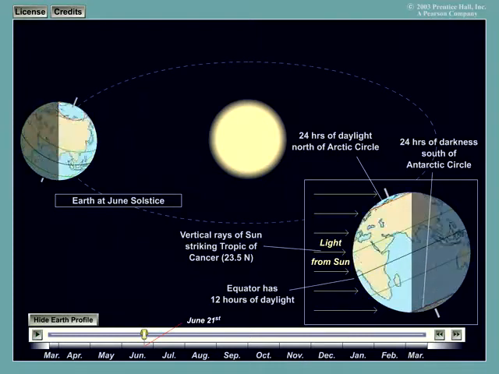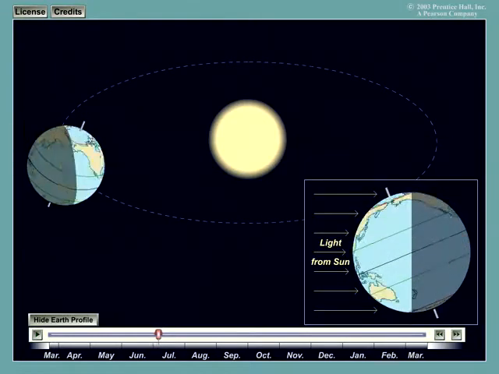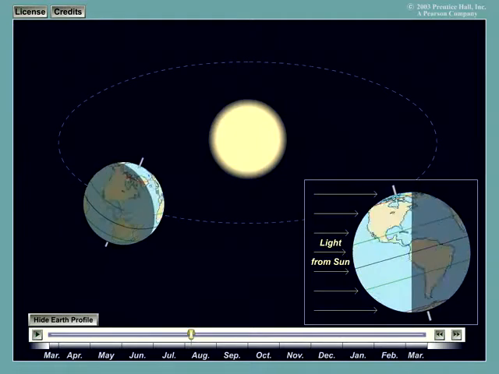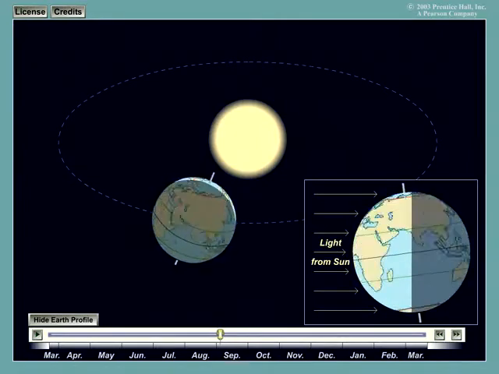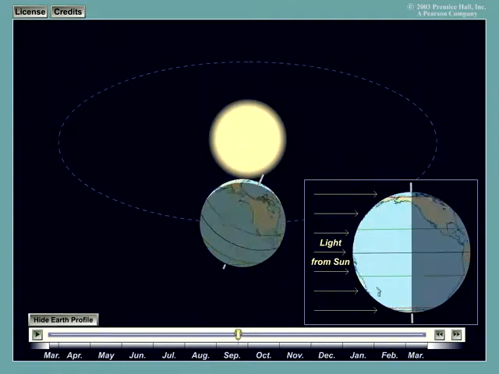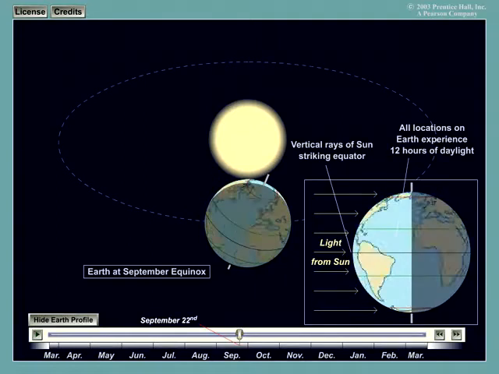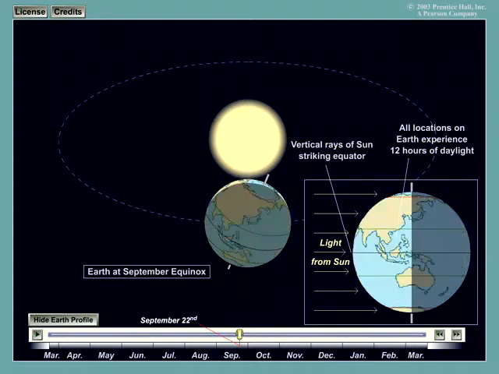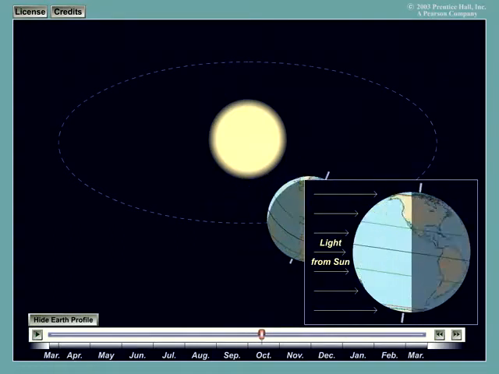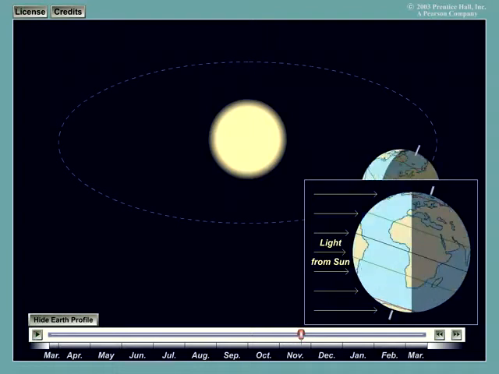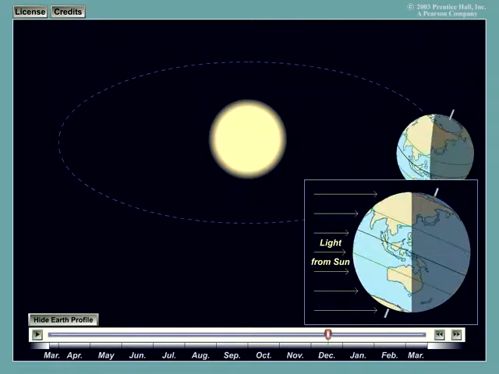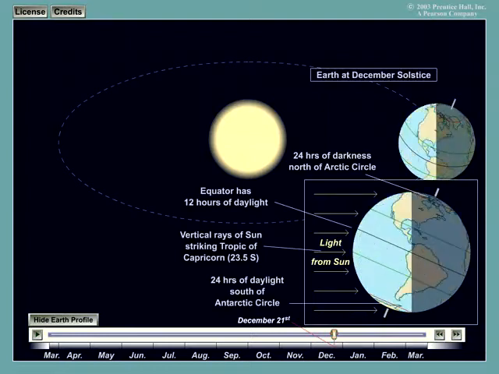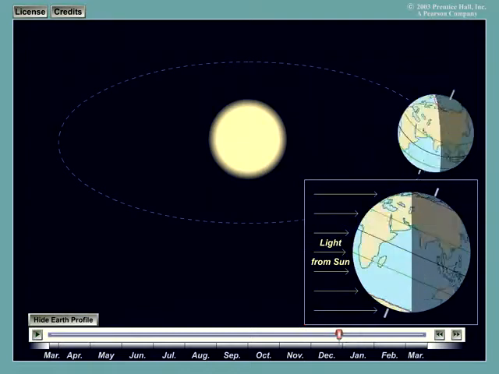The vertical rays are striking the Tropic of Cancer. Notice the short days in the southern hemisphere with polar night at the South Pole. This is the situation at the September equinox with vertical sun's rays striking the equator and 12 hours daylight all over the planet. As we are moving towards the December solstice, you see that we have long days in the southern hemisphere, short days in the northern hemisphere, and the vertical sun's rays striking the Tropic of Capricorn. Notice polar night at the North Pole.